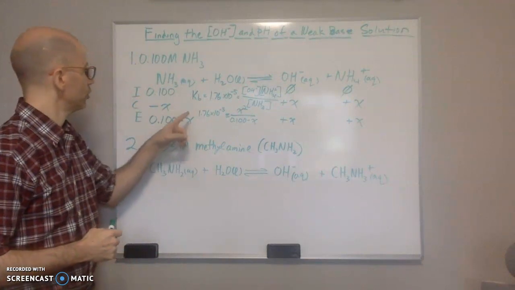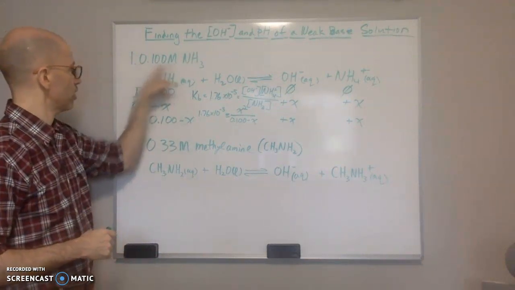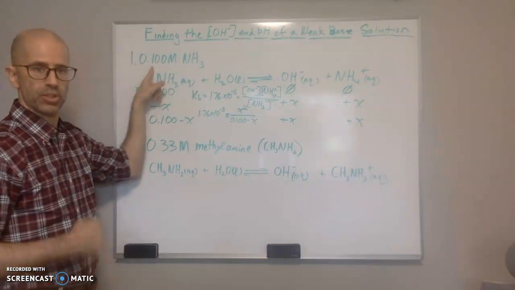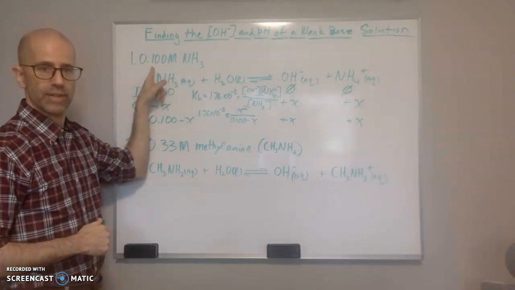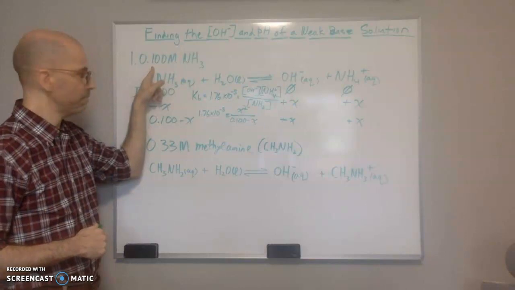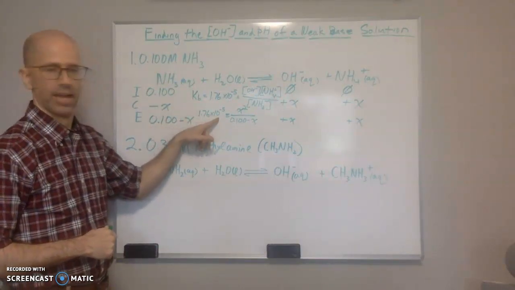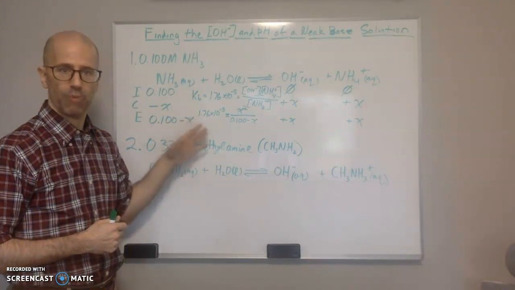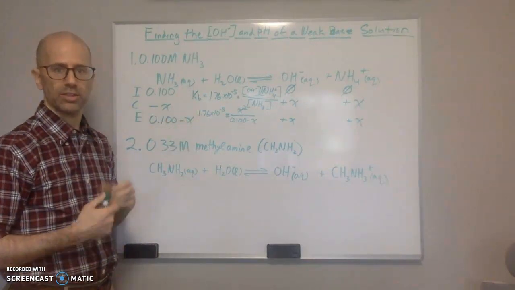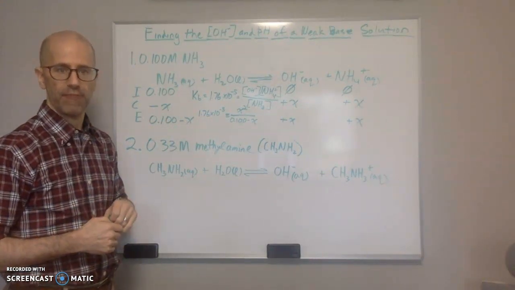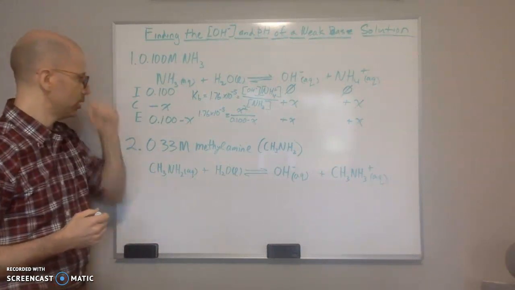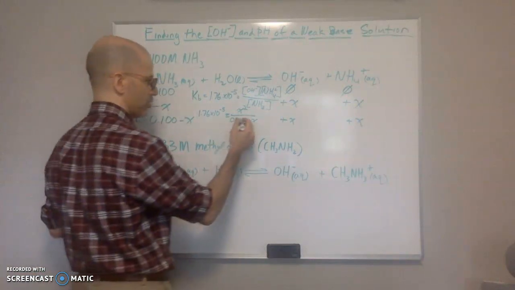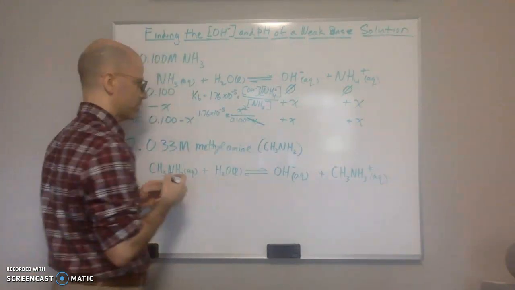Now we can do the x is too small approximation. You can see here the initial concentration is 0.1, which is 1.00 times 10 to the negative 1. Here we have 10 to the negative 5. That's a difference of a factor of 10 to the power of 4, so about a 10,000 factor difference. So that's probably going to be a valid approximation, so we'll get rid of that.